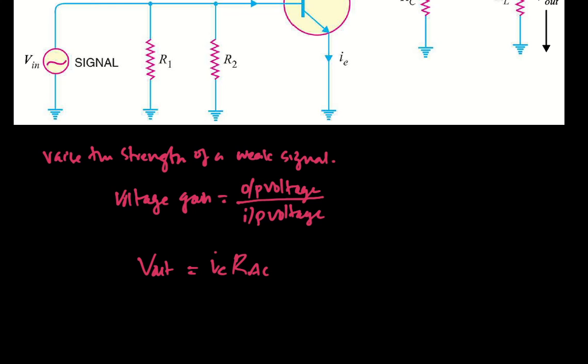the output resistance. We have to consider only the AC, so IC into the AC load, that is RAC. The input voltage V in is equal to the input current, that is the base current IB, into the input resistance R in. The input resistance is usually the combination of R1, R2 and the input resistance of the base emitter junction. So this is R in.